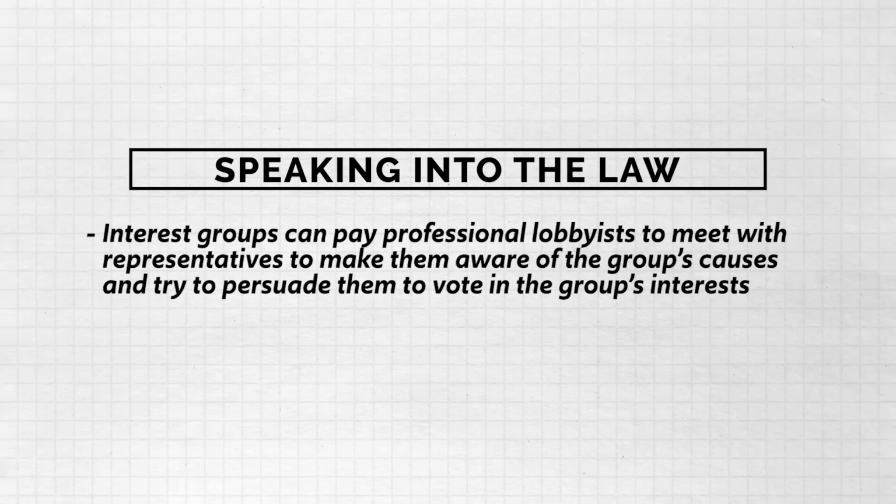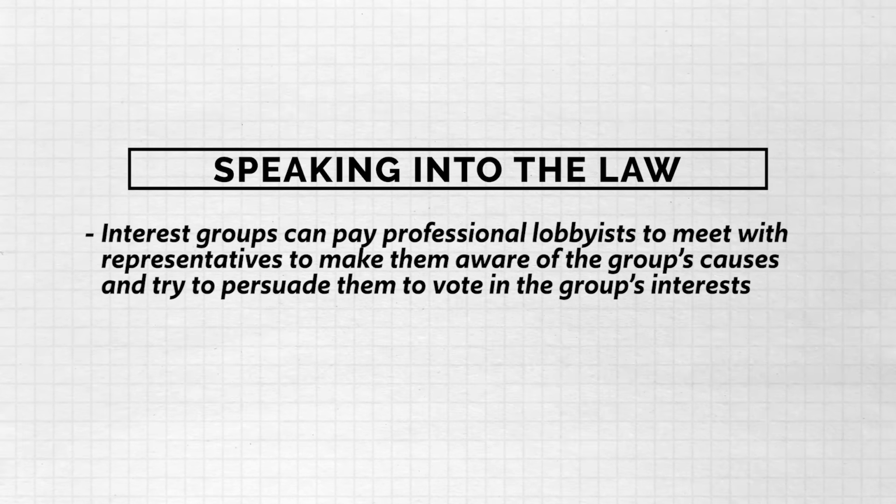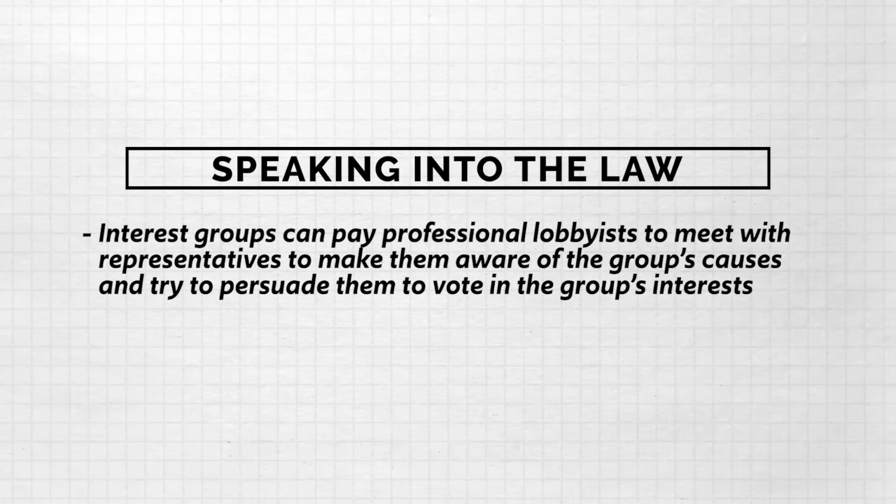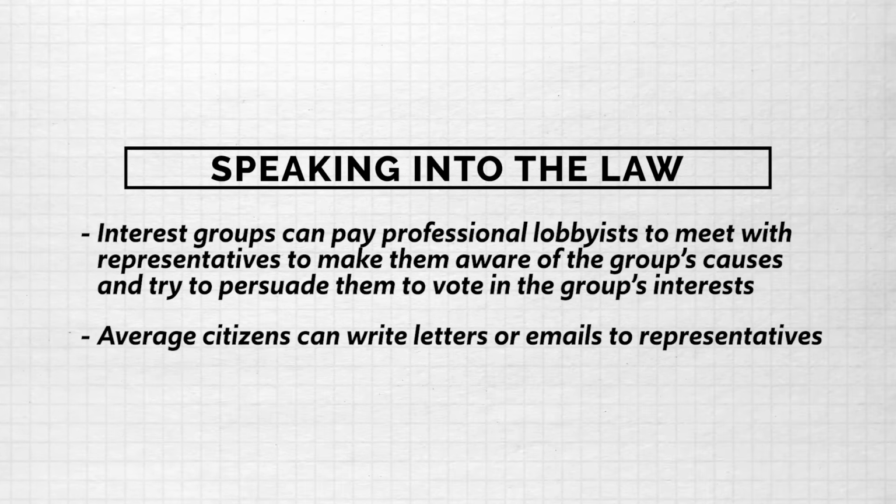In the legislative branch, stakeholders can speak into the lawmaking process in various ways. For example, interest groups can pay professional lobbyists to meet with representatives in order to make them aware of the group's causes and try to persuade them to vote in the group's interests. But outside of interest groups, average citizens can write letters or emails to the representatives.